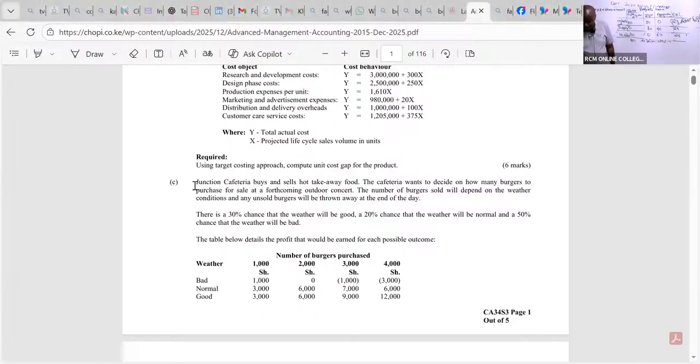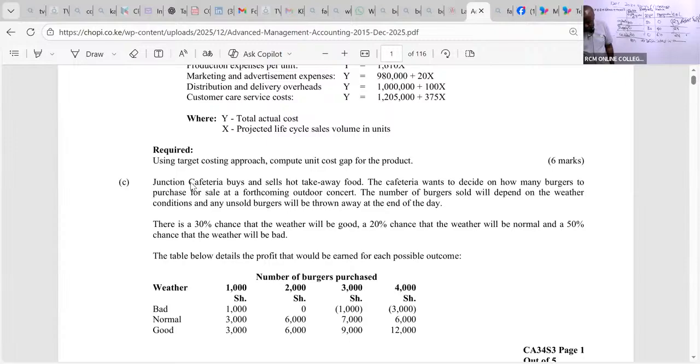Junction cafeteria, are you there? Great. So the online ninjas, have you been able to get that question? Even if you don't get it, I'm sharing it here. We are told Junction cafeteria buys and sells hot takeaway food. It's a different question, right? Junction. Now, Makutano is my name.